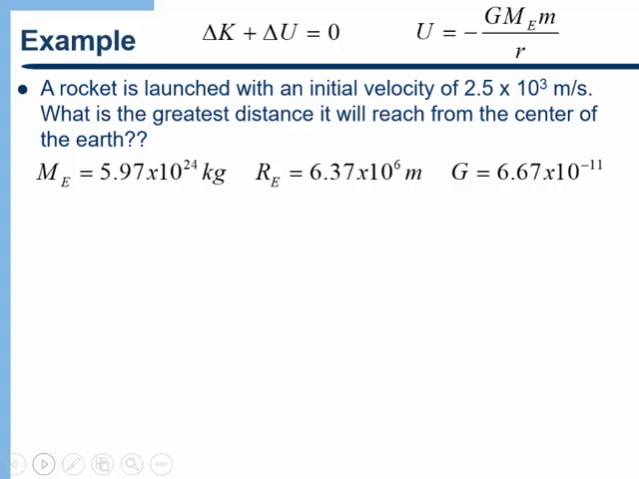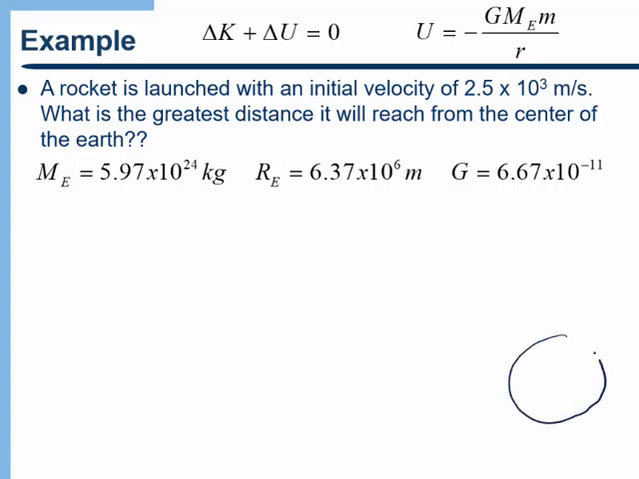So let's see how we can use this new formula to solve a problem. A rocket is launched with an initial velocity of 2.5 times 10 to the third meters per second. What is the greatest distance it will reach from the center of the Earth? First of all, just a couple things to understand about this problem.